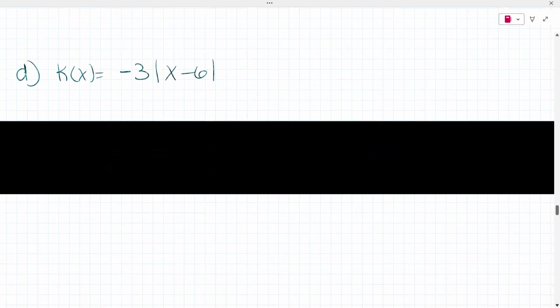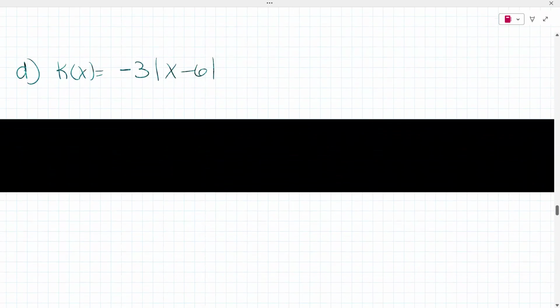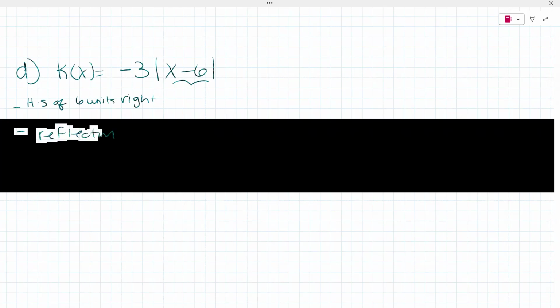Okay, what about this graph? y equals k of x equals negative 3 times the absolute value of x minus 6. So there are three things going on, right? The x minus 6 means it's a horizontal shift of 6 units to the right. The minus 3, well, the minus is a reflection across the x-axis.